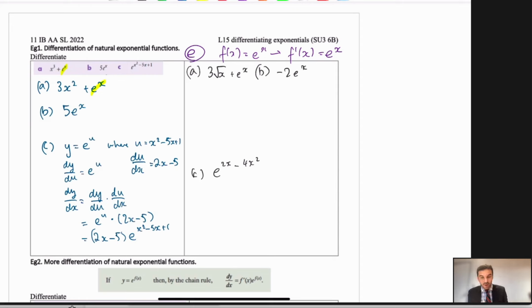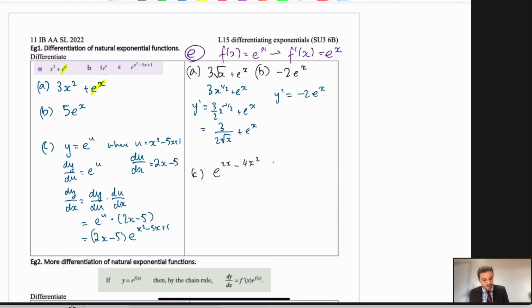Okay, so let's go through the your turns now. First step, put as a fractional power, and then we can differentiate. So we've got 3 on 2, x to the negative half plus e to the x, and you can rewrite this if you want like that. Okay, let's have a look at the next one. It's actually pretty good. Y dash is just going to be negative 2 e to the x. If you just have a multiplier, it just stays the same.